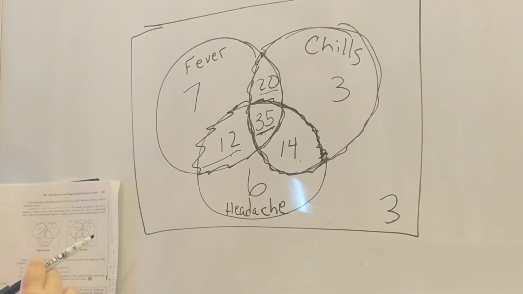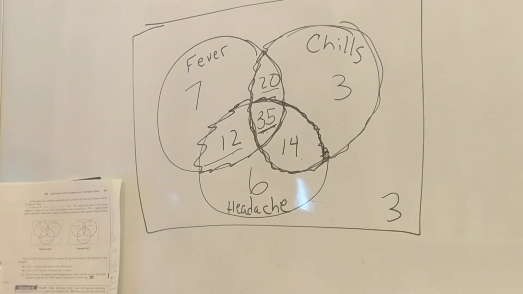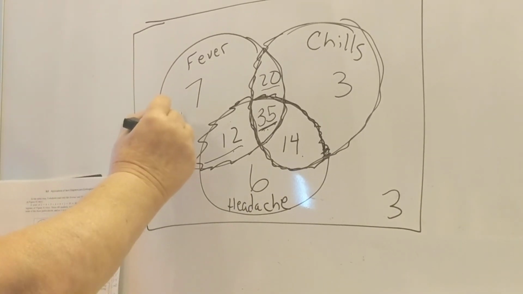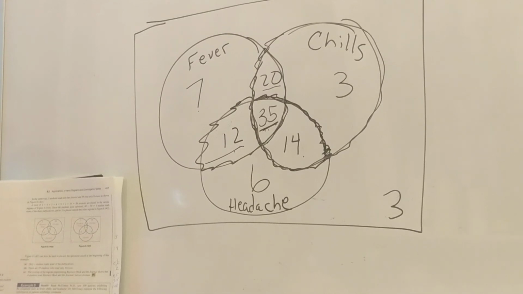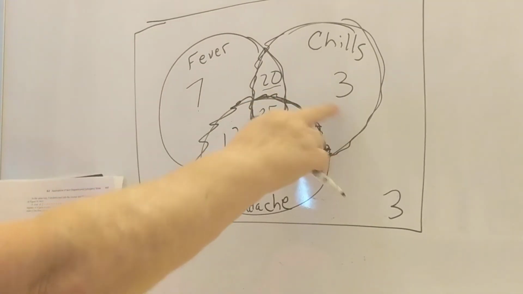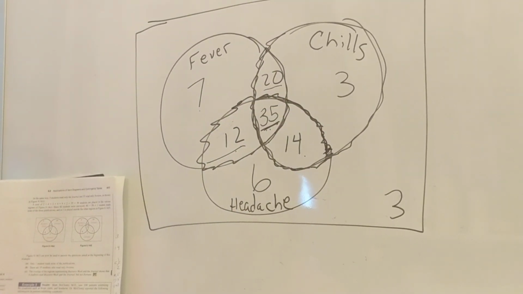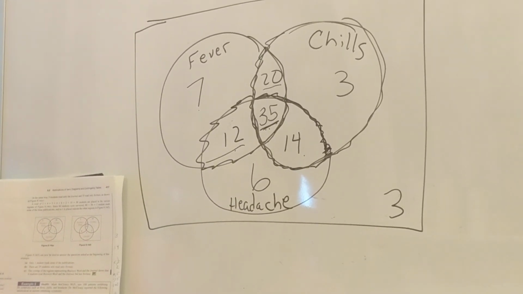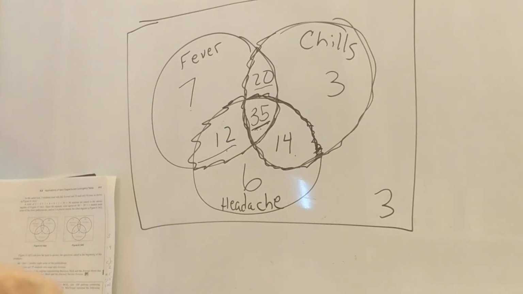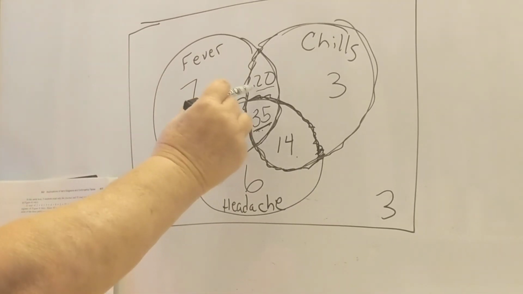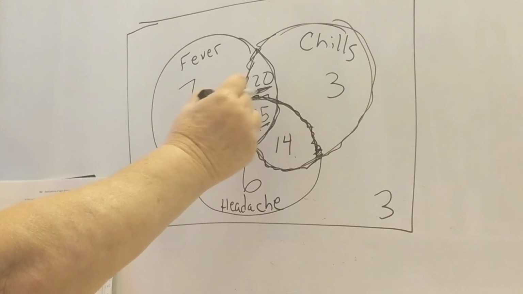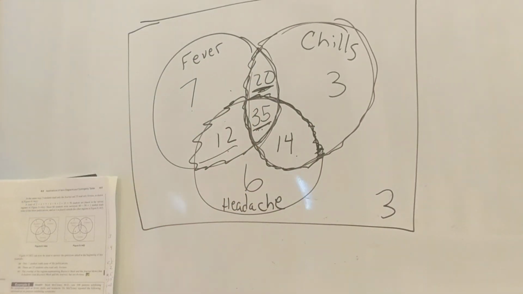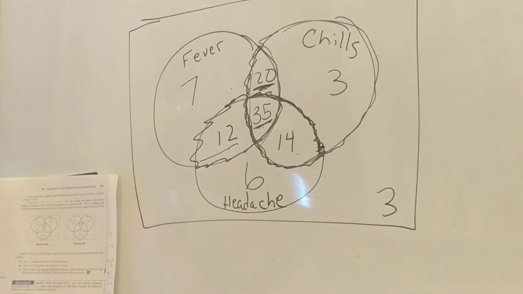So then you can answer any questions like, how many had a fever only? Be 7. How many had chills only? 3. How many had a headache only? 6. How many had fever and chills but no headache? I think they told us. No, they didn't. Fever and chills but no headache. Here's the fever and chills, but this was headache, so 20. So you can answer questions about them.